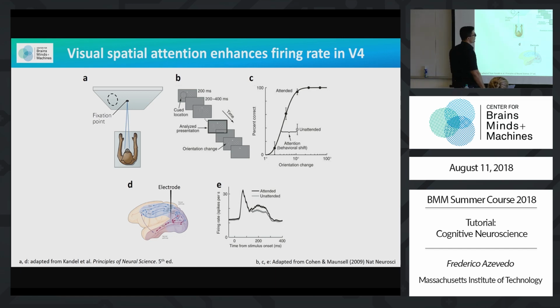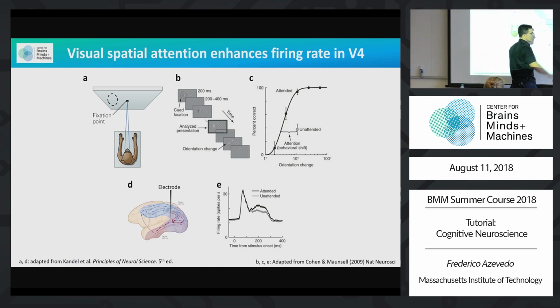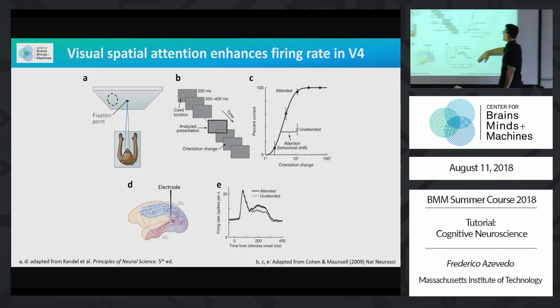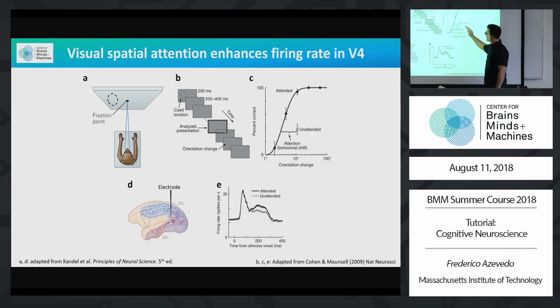and at some point, one of the Gabor patches is going to rotate, and the monkey has to detect this change of orientation. And then you can prove that there is an attentional effect, an increase in sensitivity. This is the behavioral curve of the monkey. Basically, it is how easy the monkey can detect this orientation change when the stimulus becomes easier to detect due to attentional effects. You can see that there is a shift of the curve to the left.